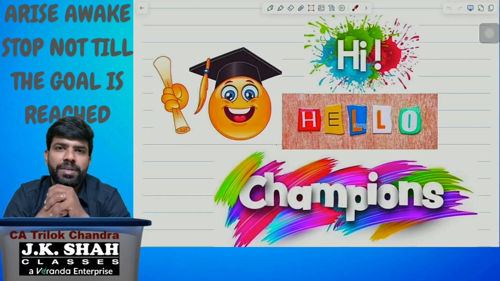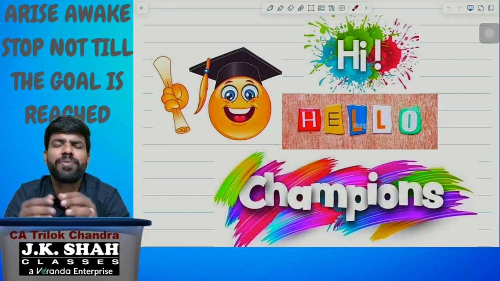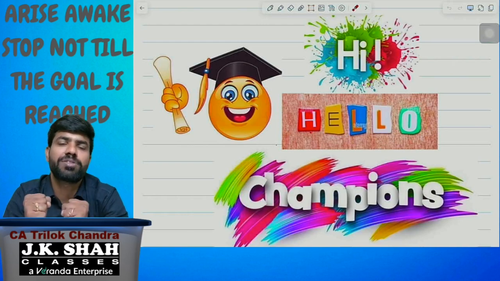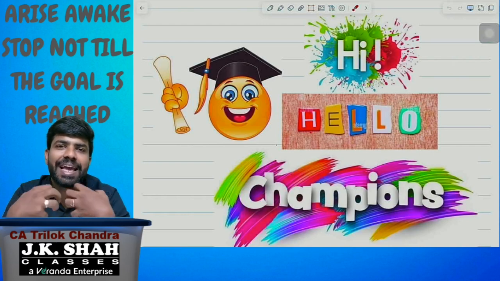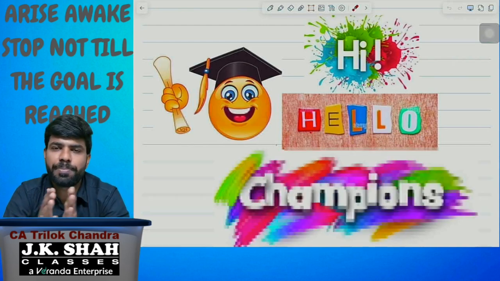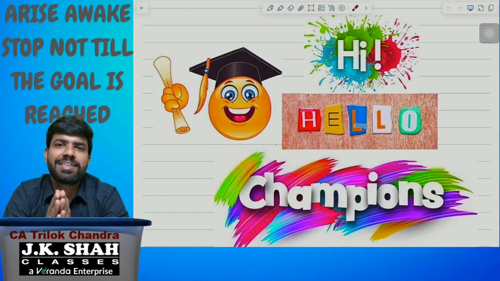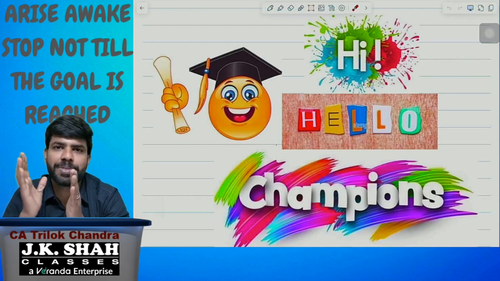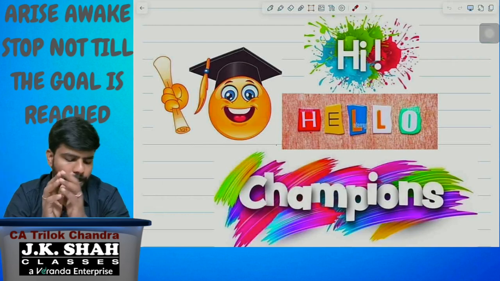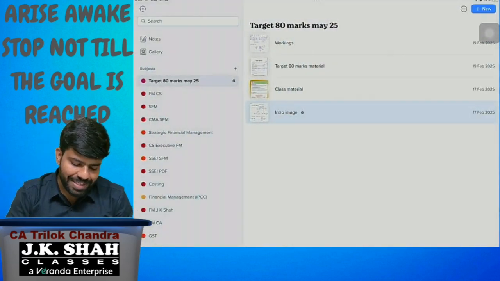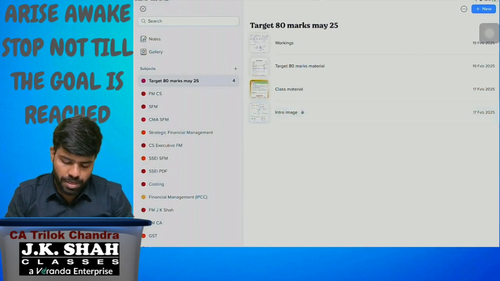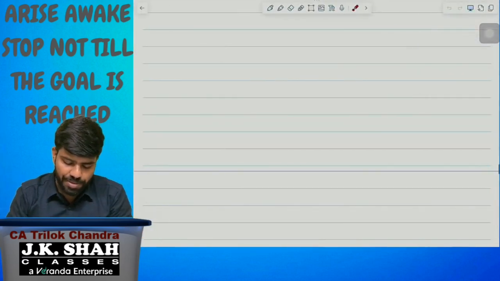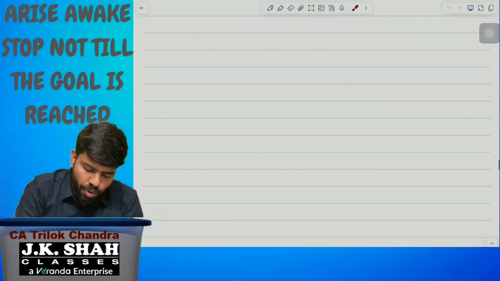Today, I am going to discuss one of the very interesting concepts, and I feel excited to explain it, which is called under or over absorption and treatment of the under or over absorption. So, without wasting time, let me start with the concept called under or over absorption.